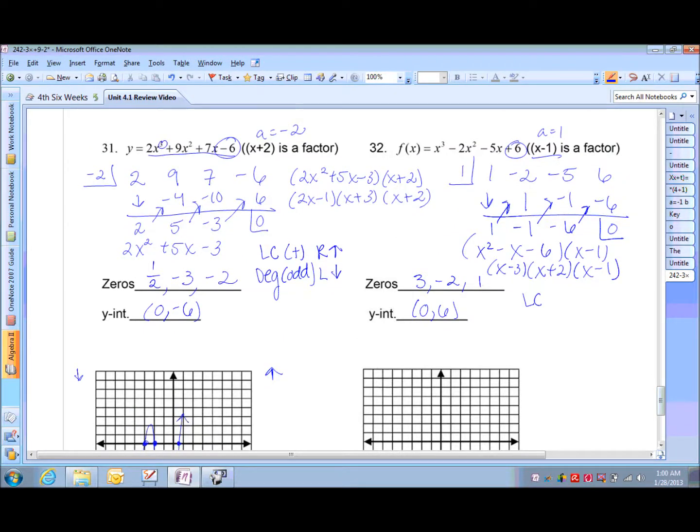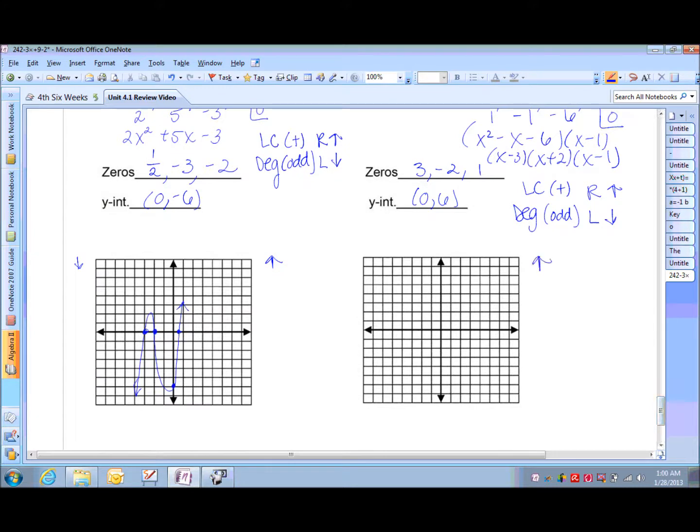Our leading coefficient is +1, so it's positive, so our right tendency is going to be to rise. Our degree is odd, so our left tendency will be the opposite, which is to fall. So we're rising to the right, falling to the left. Our zeros are at 3, -2, and 1, and our y-intercept is at 0, 6. So we rise to the right and pass through our y-intercept and fall to the left.